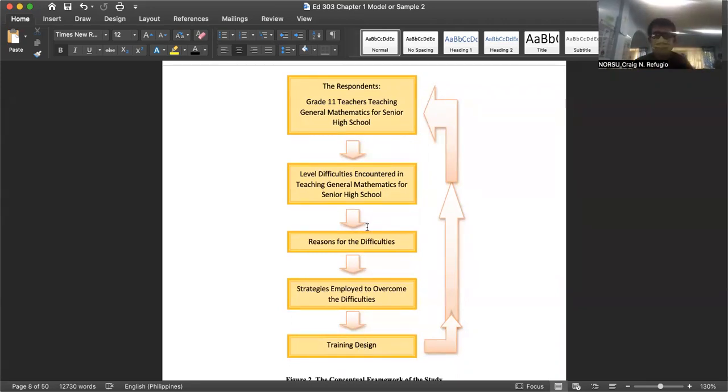And if you look at the arrow, it provides a direction. From the respondents, you are going to ask the level of difficulties encountered, then the reasons for the difficulties, then the strategies employed to overcome the difficulties. And from your end as the researcher, you are going to create, or develop, a training design. And after developing the training design, you will go back to the respondents. Why is the arrow going back to the first box, respondents? Because the training design is intended for the respondents of the study.